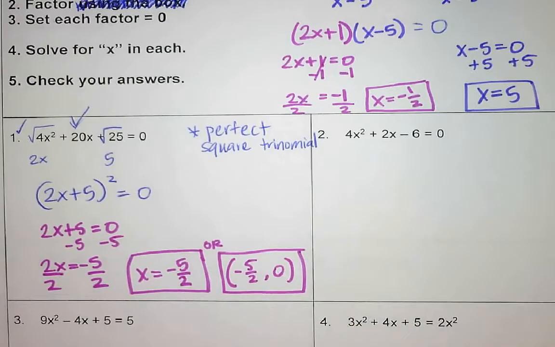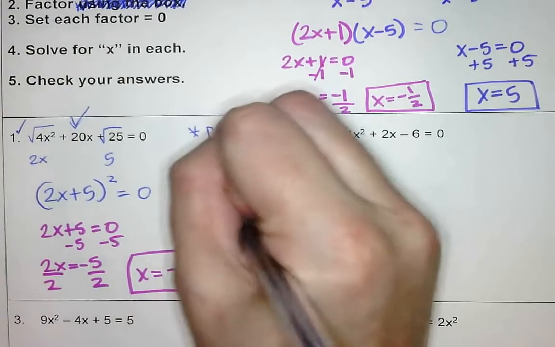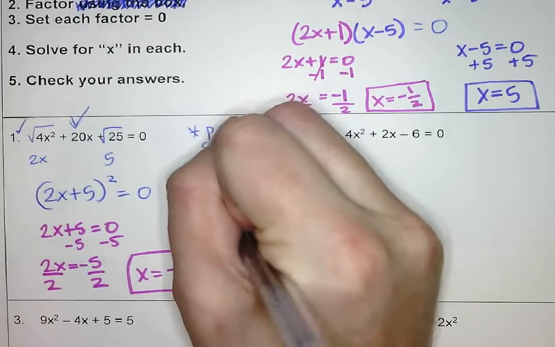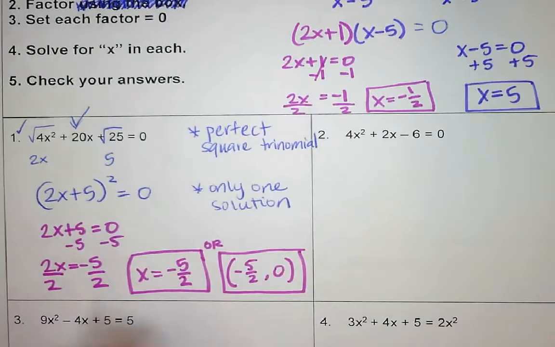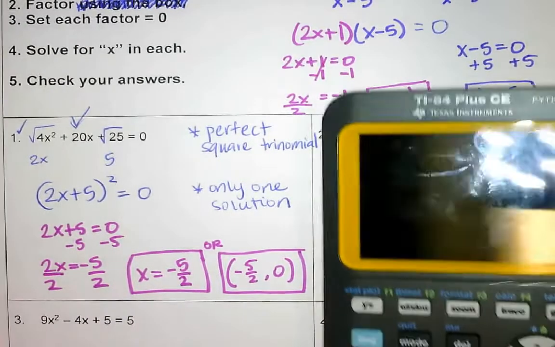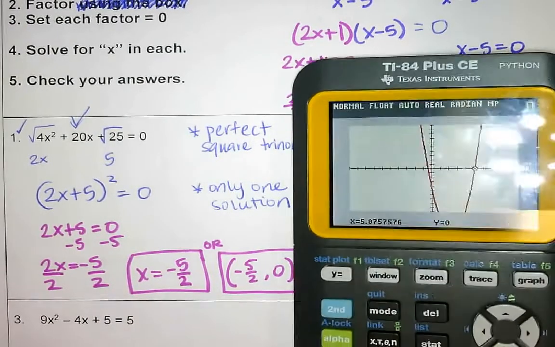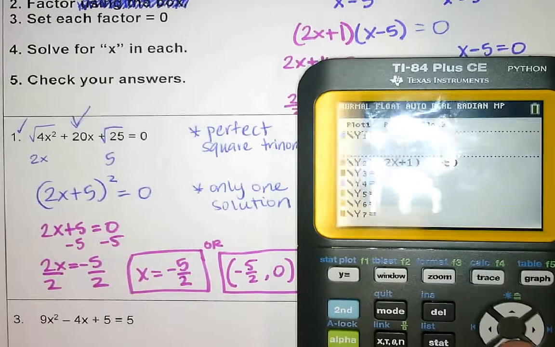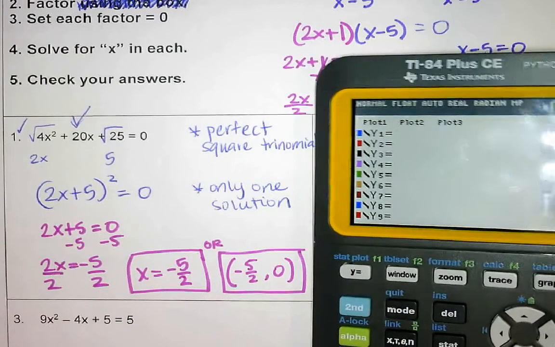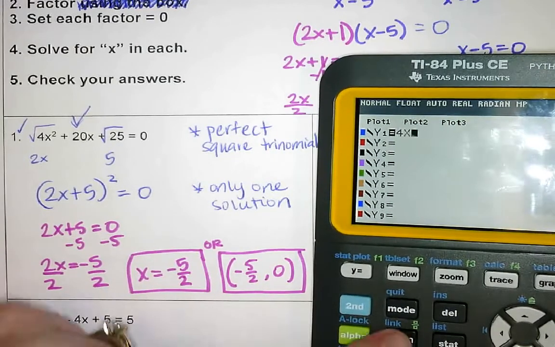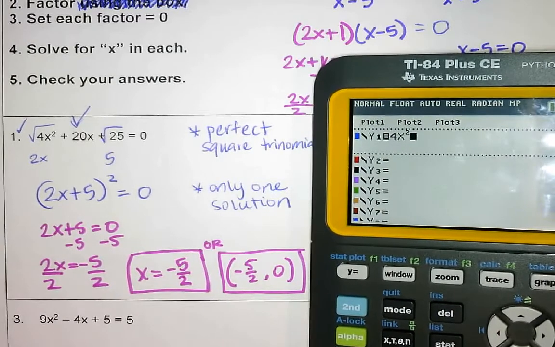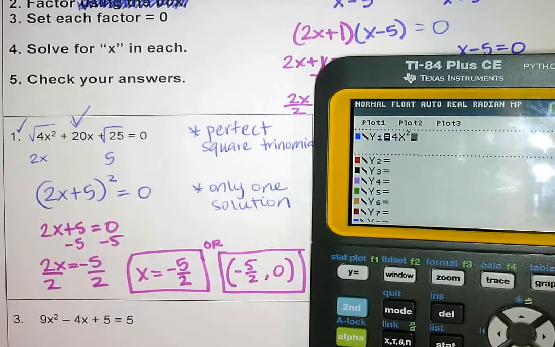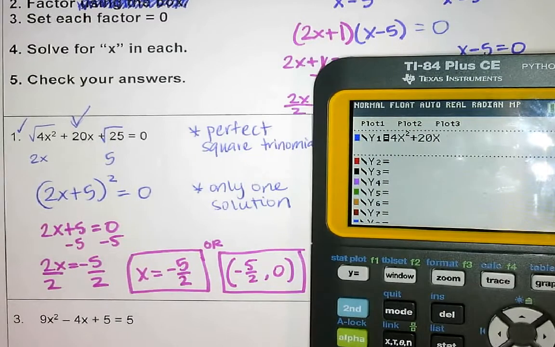And that actually is going to make total sense, because when we graph this to check it, we are going to go here and say 4x squared plus 20x plus 25. When we graph this, we will see, is my vertex on the x-axis? Yes. So there's only one solution.